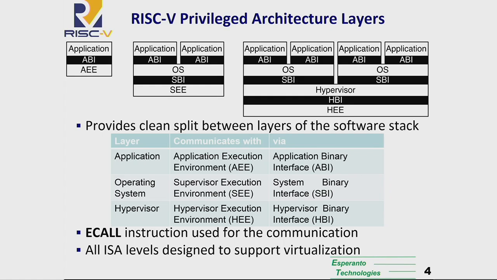So in general, we have a layered privileged architecture, starting with an application layer. The application layer talks to a user environment through some ABI calls. There's hardware underneath that. If you have an OS, then you talk to the OS through a layer, and the OS has to talk to a hardware environment. And if you have a hypervisor, you have an application environment that talks to an OS environment that talks to a hypervisor that finally talks to hardware. Each of those has its own little interface. The interface is actually something called an e-call instruction. And all the ISA levels are designed to support virtualization.